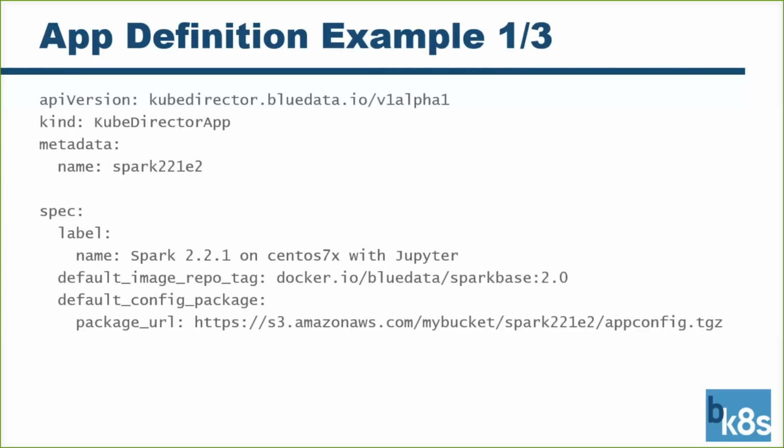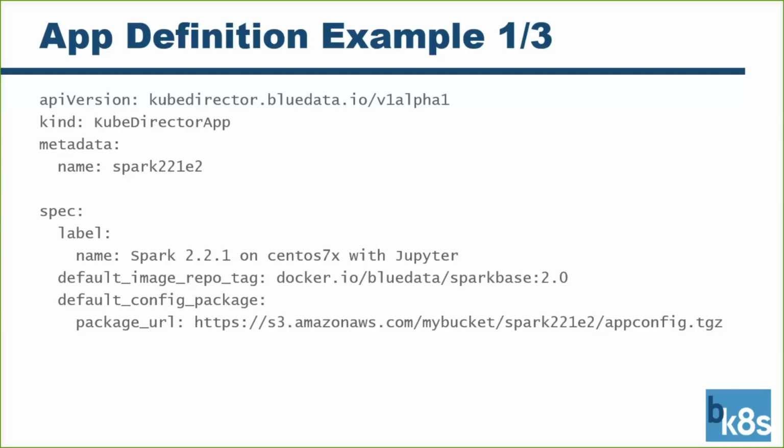This is a sort of cut down example of a metadata file for Spark. This is taken from our GitHub repo. So if you go look in the deploy directory, and then under that, there's an example catalog directory, and you'll see a lot of example application types in there for things like Cloudera, Spark, TensorFlow, Cassandra. There's a plain vanilla just CentOS image to use to play around with.